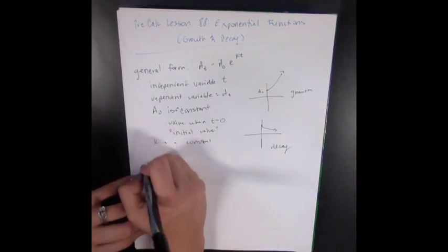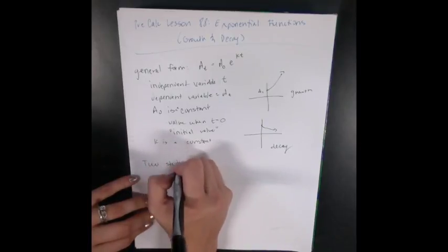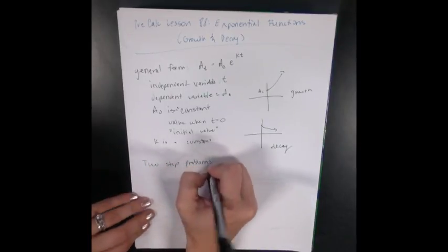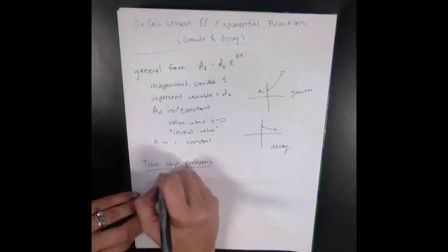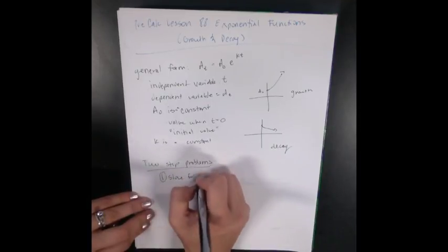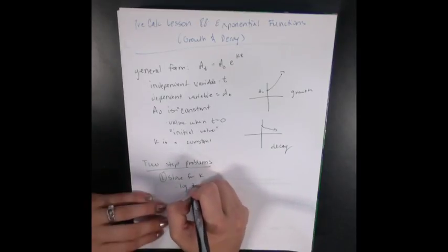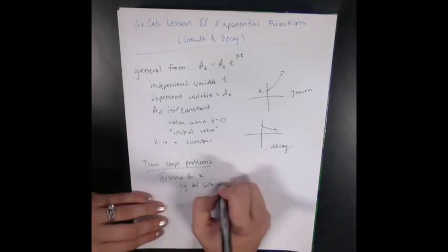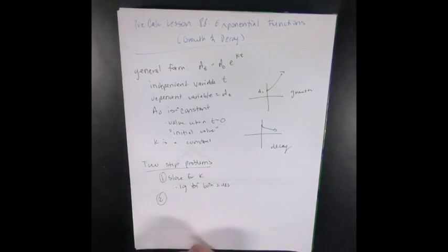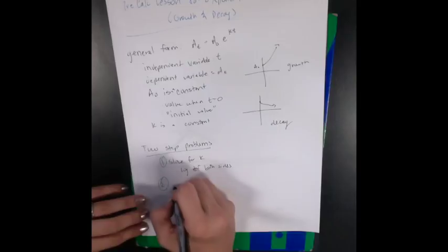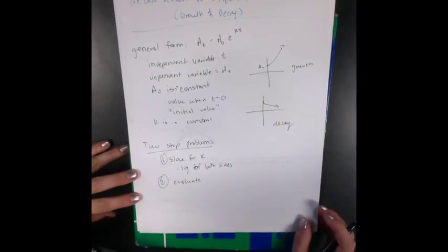And these are two-step problems where the first is solve for k, and we solve for k by taking the log of both sides. And our second step is we evaluate or solve. In this case, it really just depends on what the question is asking of you. Okay, so I can turn my page.